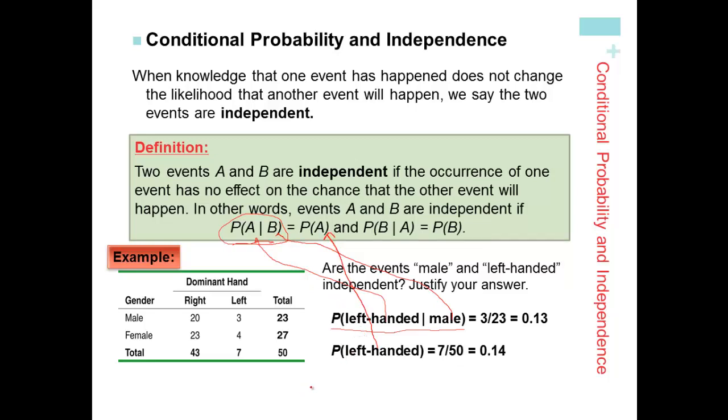And I'm comparing it to the probability of just being left-handed. In this calculation, the probability of being left-handed will be a total of 7. There are a total of 7 left-handed people out of the 50, which ends up being 0.14. Since these two values are not equal, the two events, being male and being left-handed, are not independent.